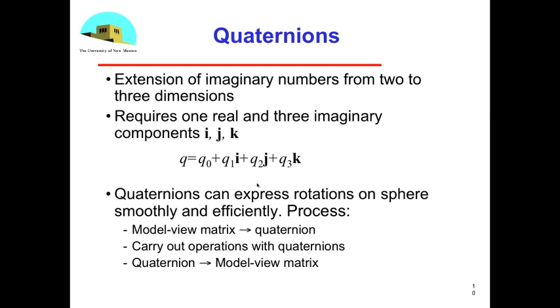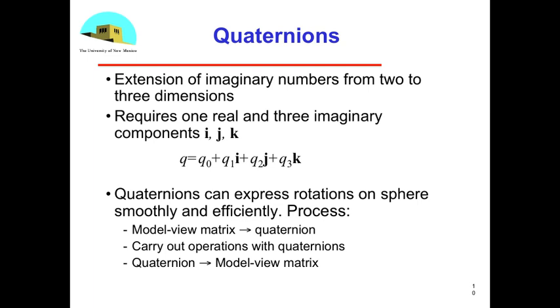But they turn out to give you very smooth rotations because they do rotations on great circles on a sphere, and so they directly give you what you want. And it turns out it's fewer operations than using the Euler angles.